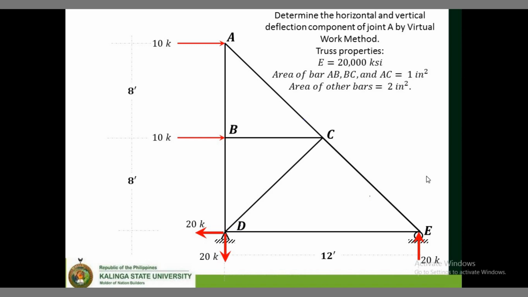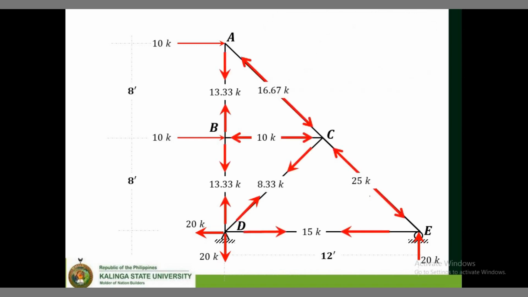downwards and 20 kips to the left. K here is kips. Yung apostrophe na nakikita nyo dito is feet. Naka-English tayo dito. Yan. So, after na nakuha natin yung mga reactions, again, using method of sections and method of joints, masosolve natin yung mga bar forces. And after using those methods, ito yung nasolve ko na bar forces.